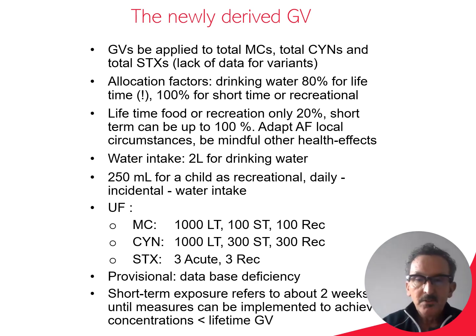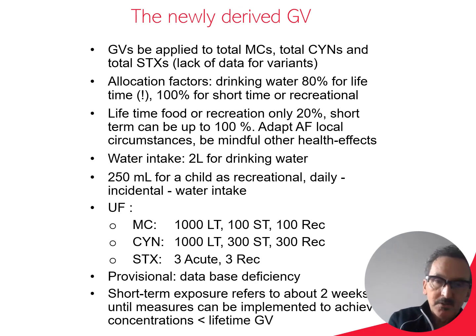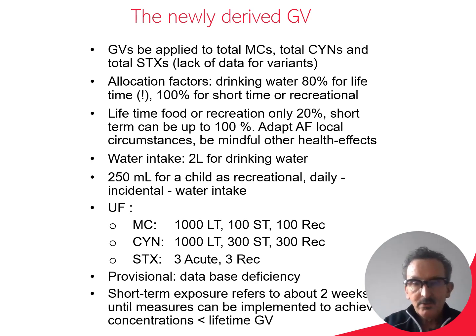Food or recreation normally is taken only as 20% allocation, but again, adapt to local circumstances and be mindful of other health effects. Water intake, 2 liters for drinking water, and 250 ml for a child being exposed through recreation. And you can see the uncertainty factors as discussed for lifetime, short-term, and recreational exposure. In this case, not only for microcystin, but also for cylindrospermopsin and cyanotoxin.